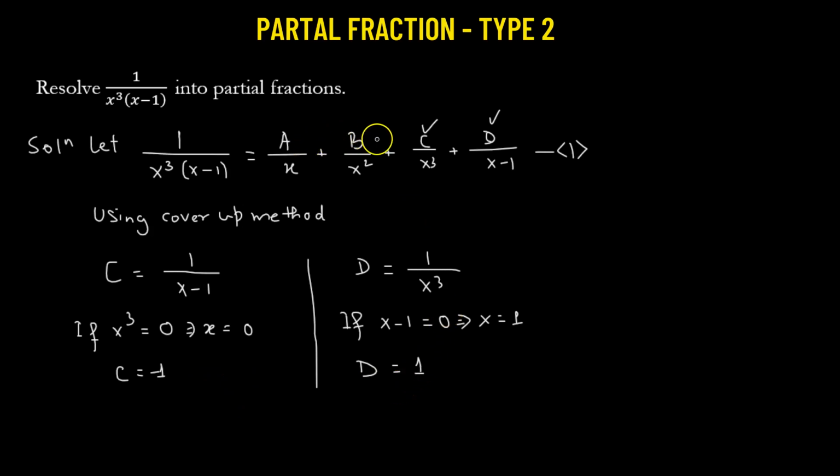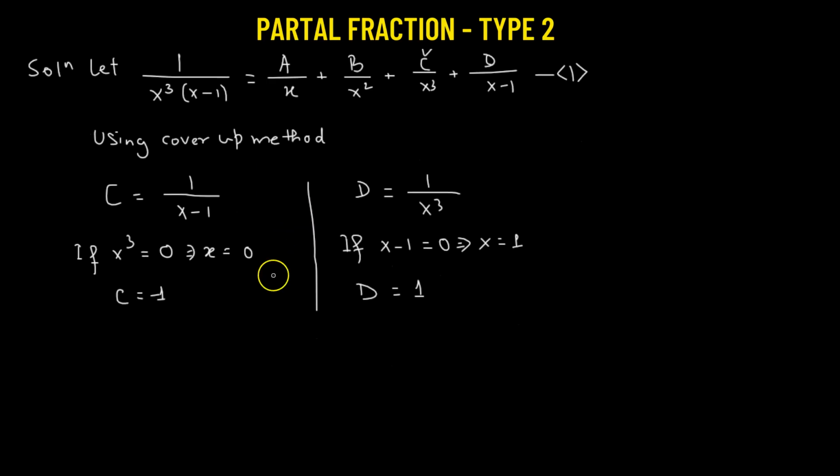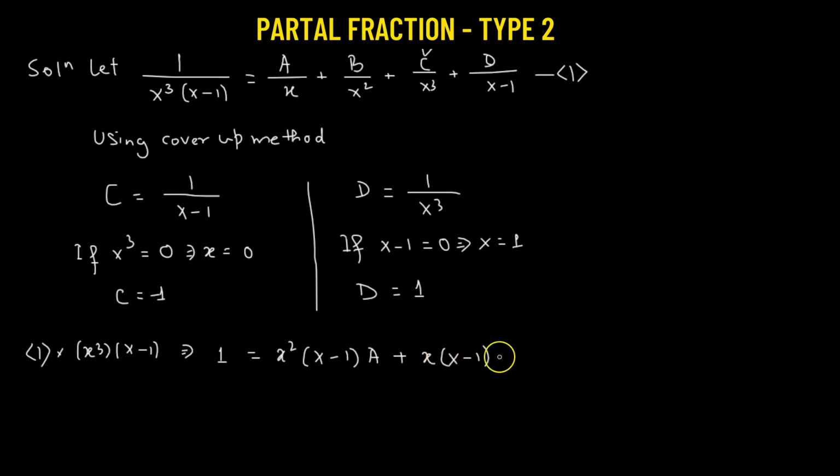We're still left with the values a and b. We cannot find out their values using the cover-up method, because that would mean we'll have a division by 0. In order to find out the value of a and b, we go back to equation number 1 and multiply throughout with x cubed times x minus 1. So that means on the left hand side we have 1. On the right hand side we have x squared times x minus 1 multiplied by a. This is going to be the first term, followed by x multiplied by x minus 1 times b. That's the second term. The third term will be x minus 1 times c, and the fourth term will be x cubed times d. Now let's call this equation number 2.